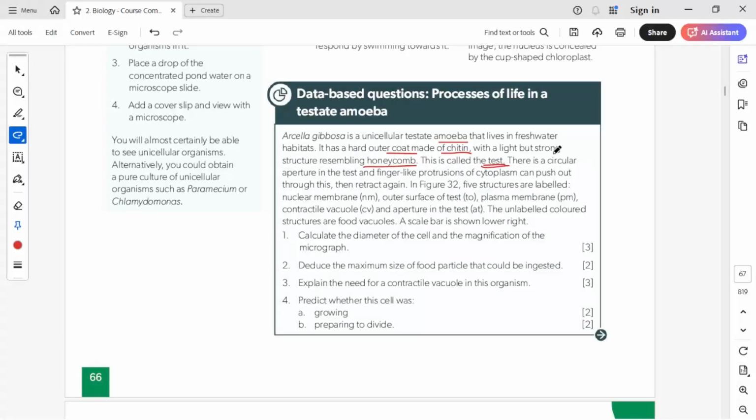Not all amoebae will have this test. Whenever an amoeba faces adverse conditions, it will secrete this outside hard coat which is called a test. This test will be secreted outside the plasma membrane and also inside the cell, outside the nucleus. There is a circular aperture in the test, and finger-like protrusions of cytoplasm can push out through this, then retract again.